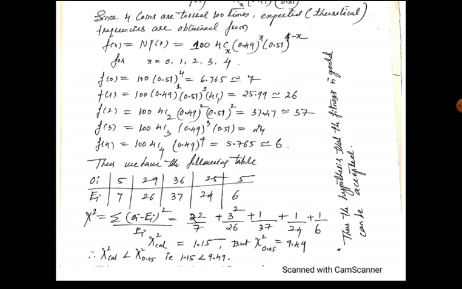So this is how you use the chi-square distribution to test the goodness of fit for various discrete distributions like binomial and Poisson distribution. Okay, hope it is clear.